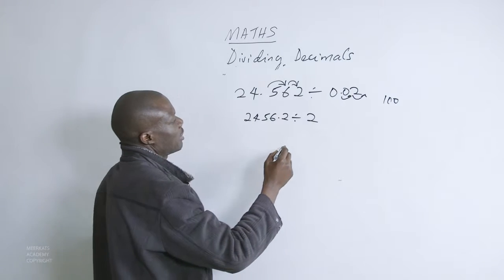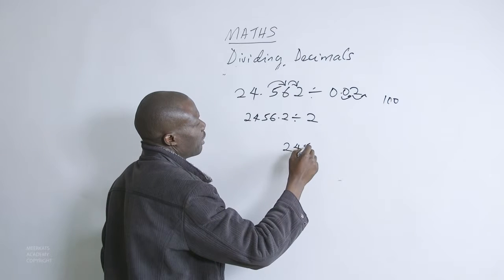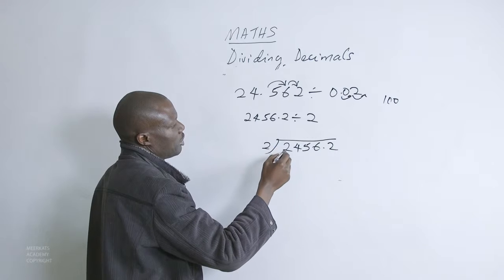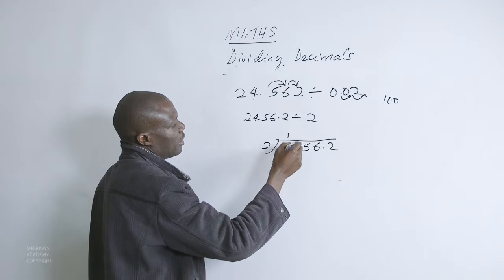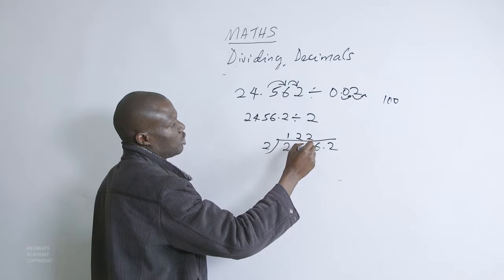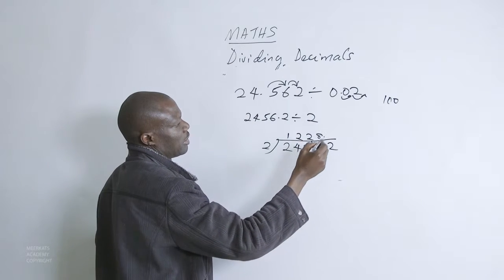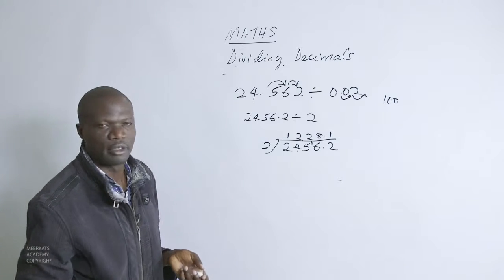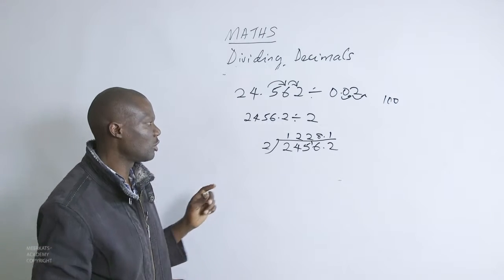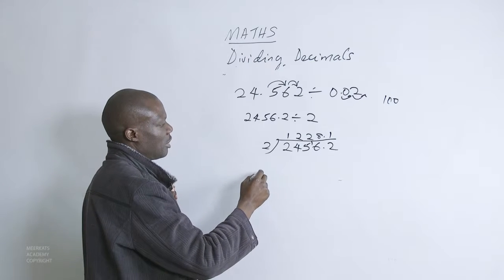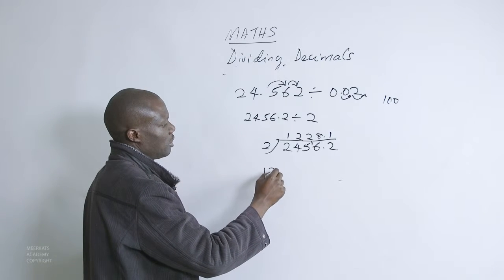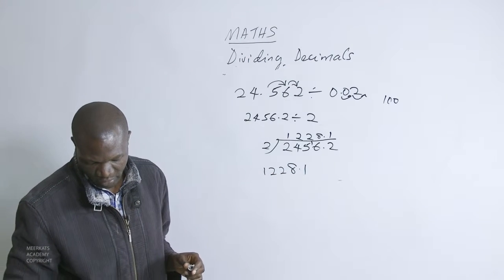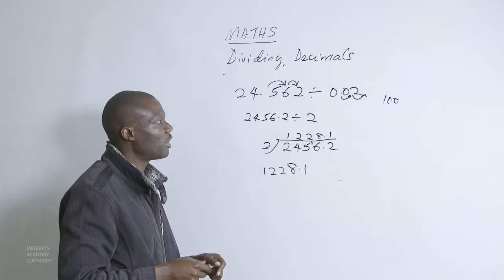So for this particular case, we have 2456.2, and we are dividing by 2. So this one will give us 1. This one gives us 2. 2 carry 1, 16 gives us 8. And then we have 1. So we have 1,228.1. But then, is that going to be our answer?